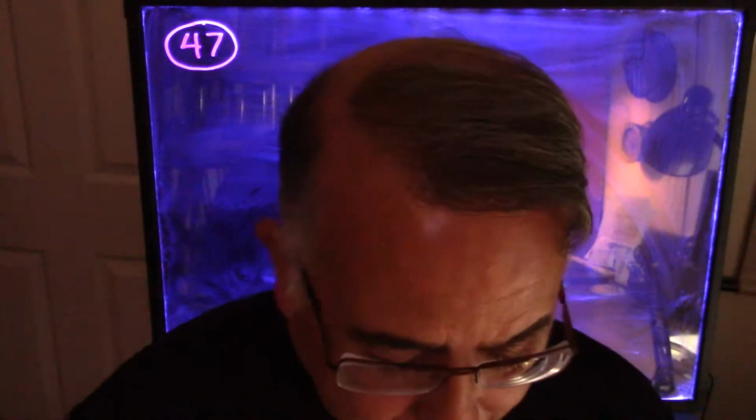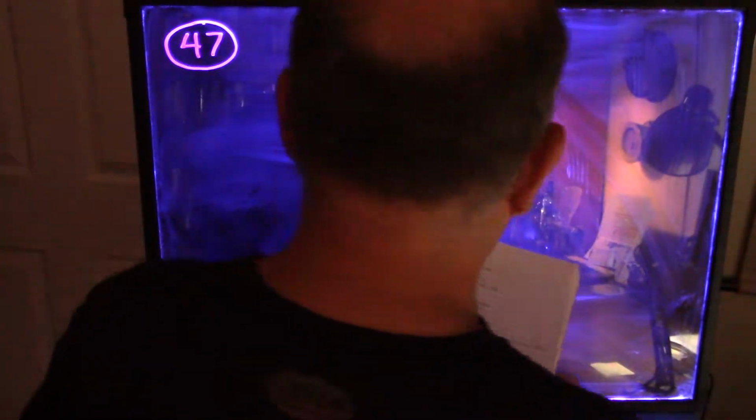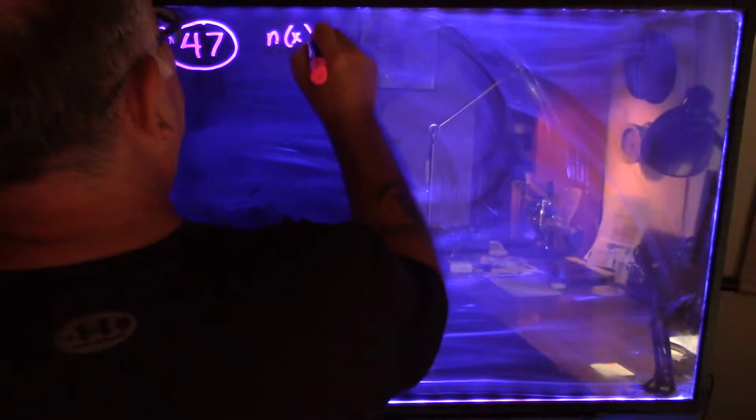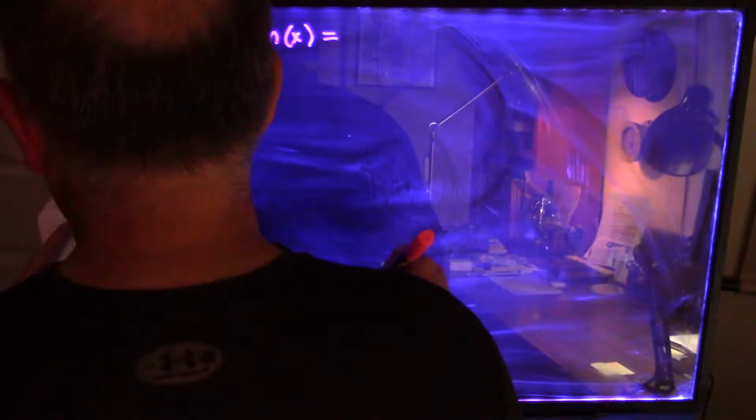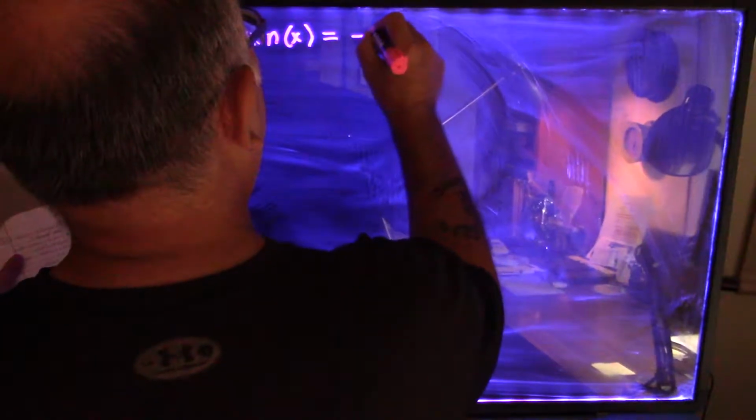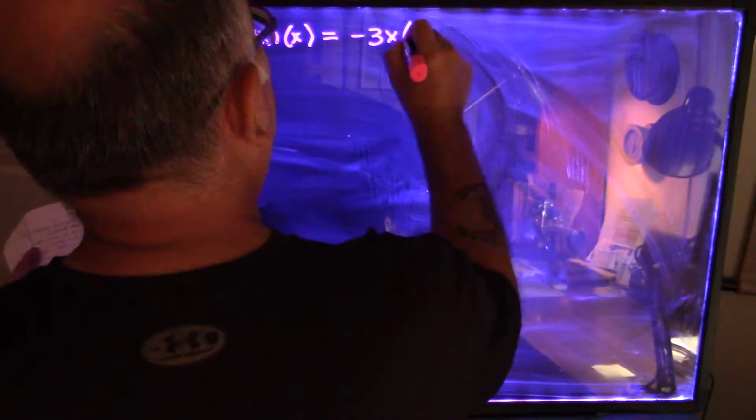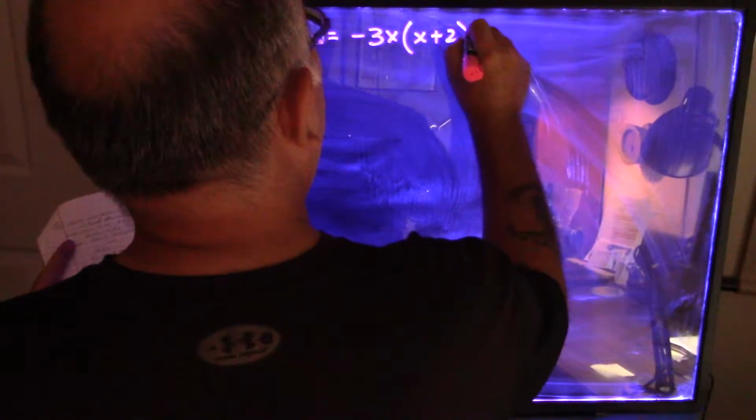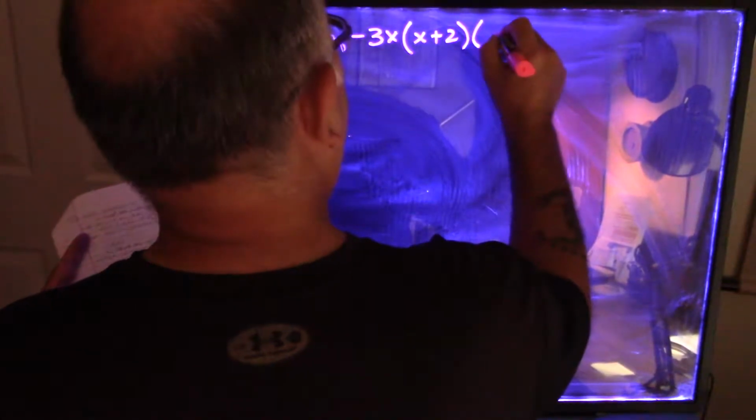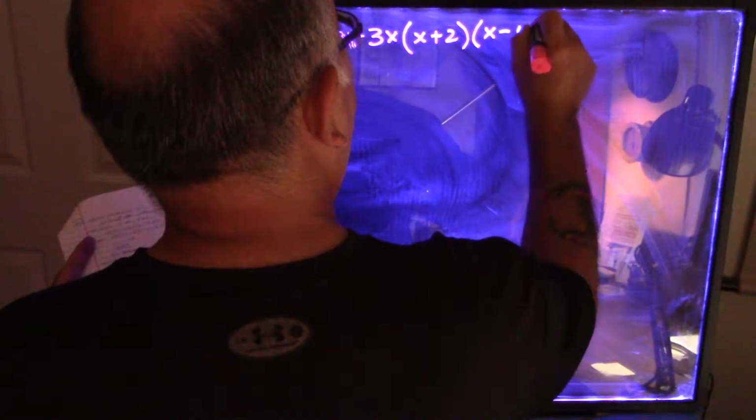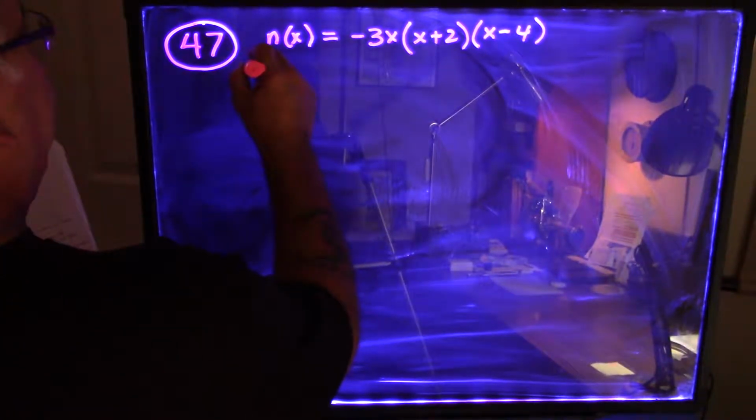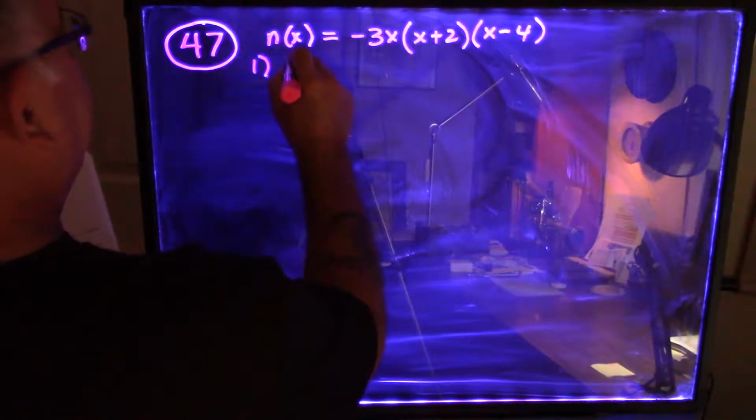Number 47. We have n of x equal to negative 3x times quantity x plus 2 times quantity x minus 4. Okay, so step 1, x-intercepts.